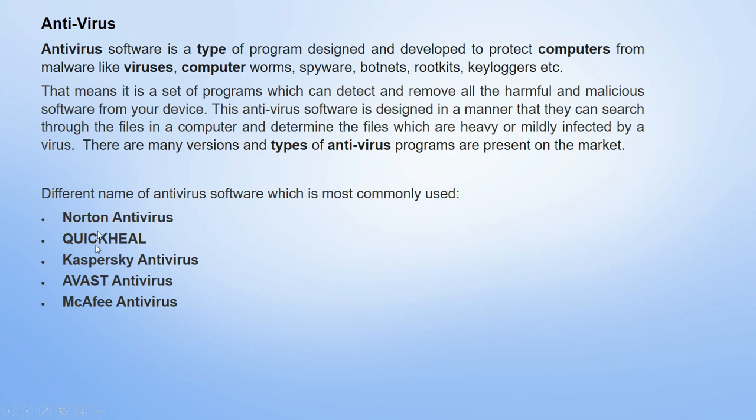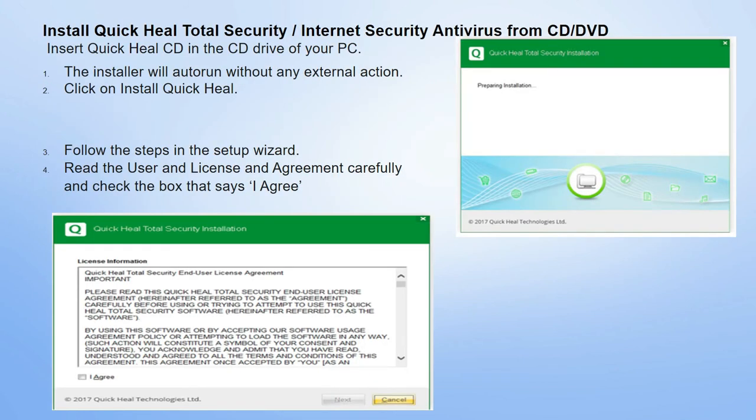Okay, so these are the popularly used antivirus software like Norton antivirus, Quick Heal antivirus, Kaspersky antivirus, Avast antivirus, McAfee antivirus. Now here we will get the idea of how the Quick Heal antivirus is to be installed into our system. Here is one overview of your Quick Heal Total Security or Internet Security. So how you should install it on your system.